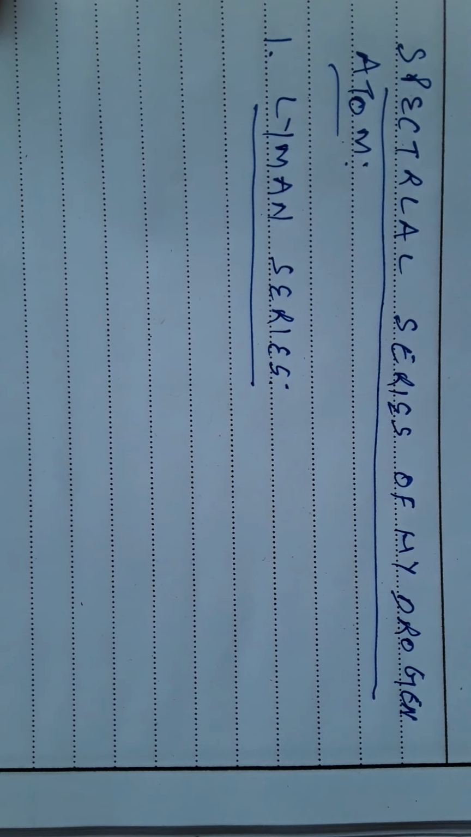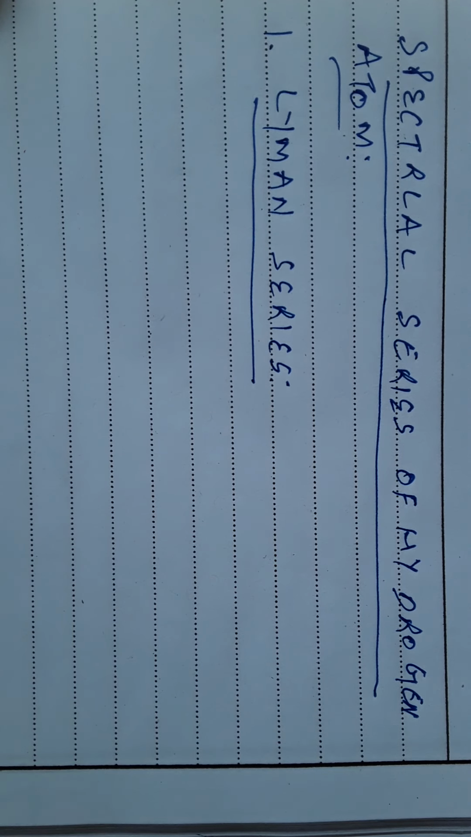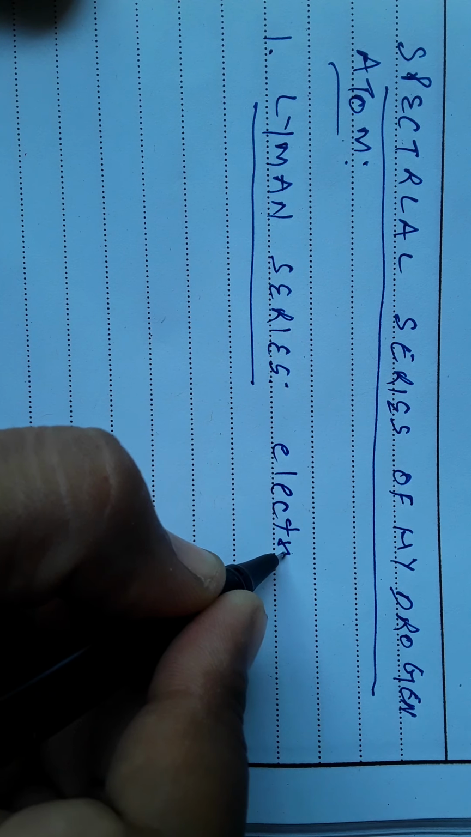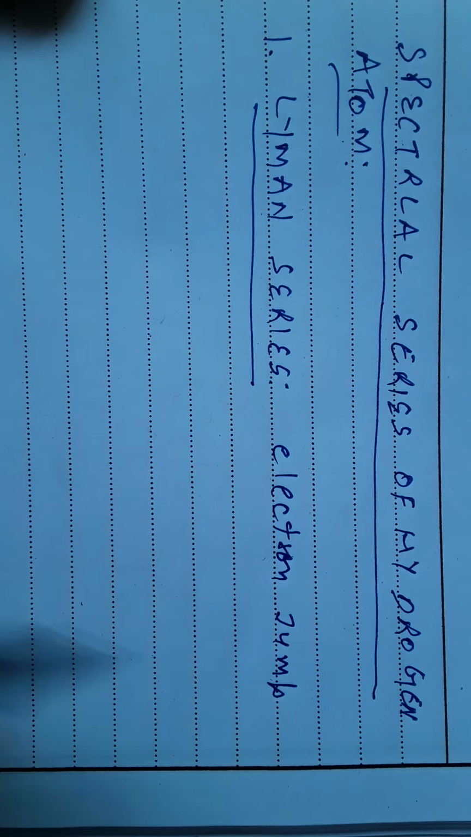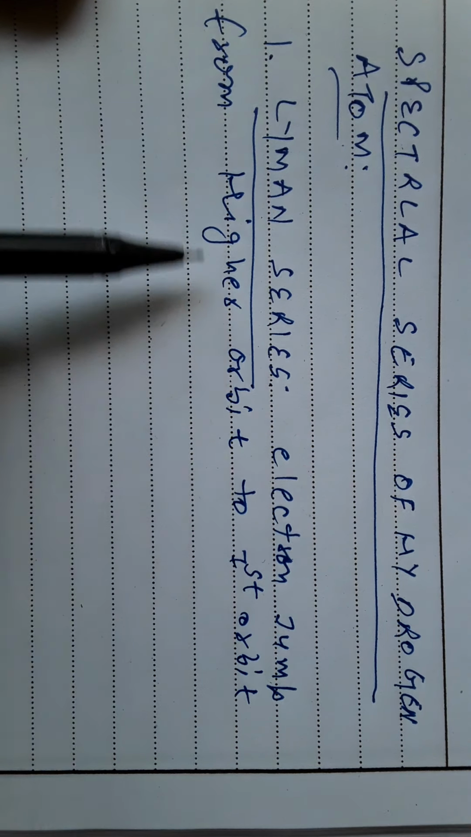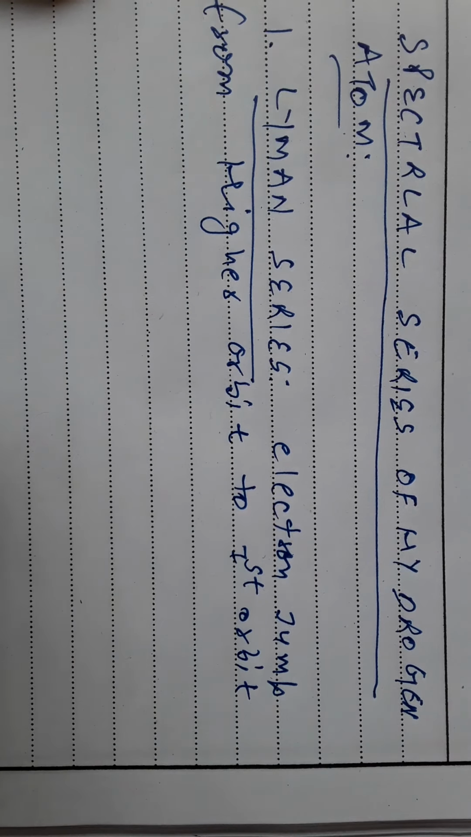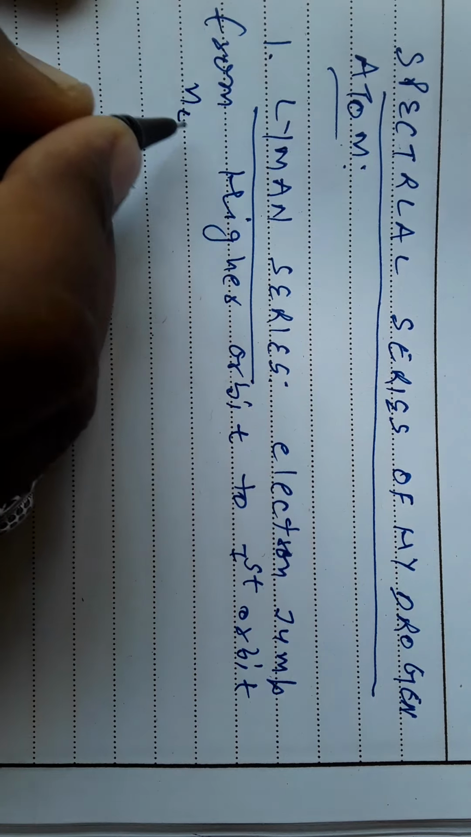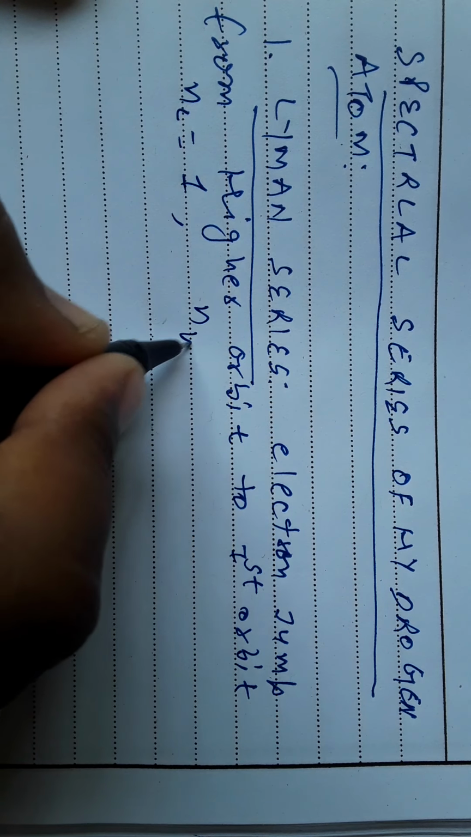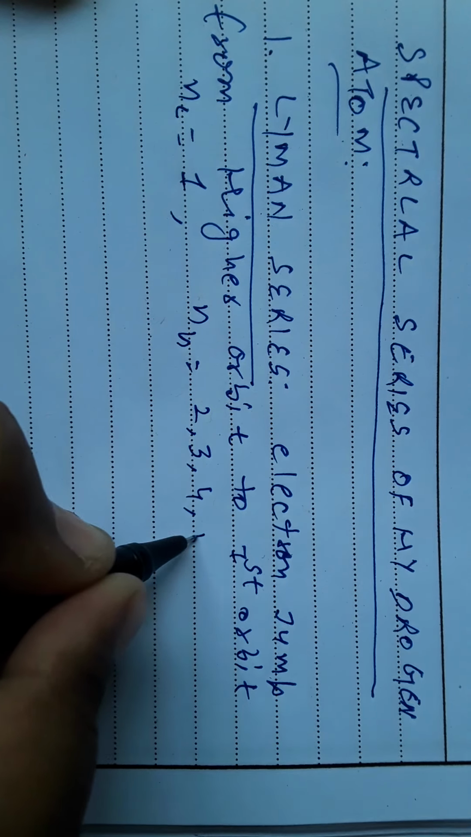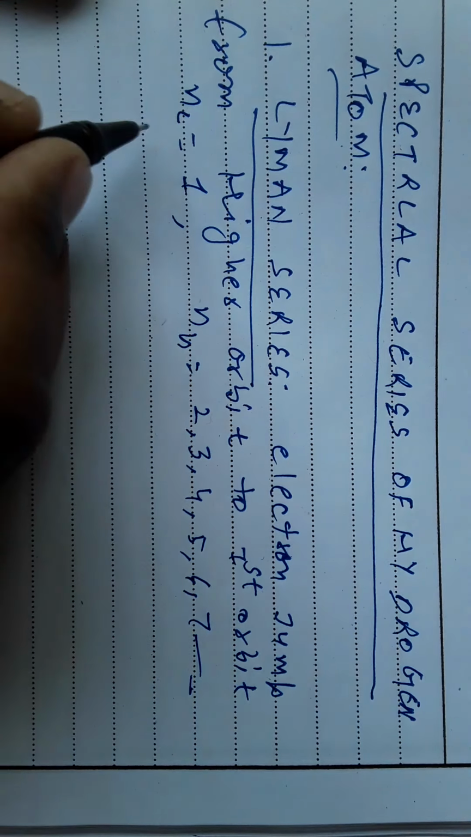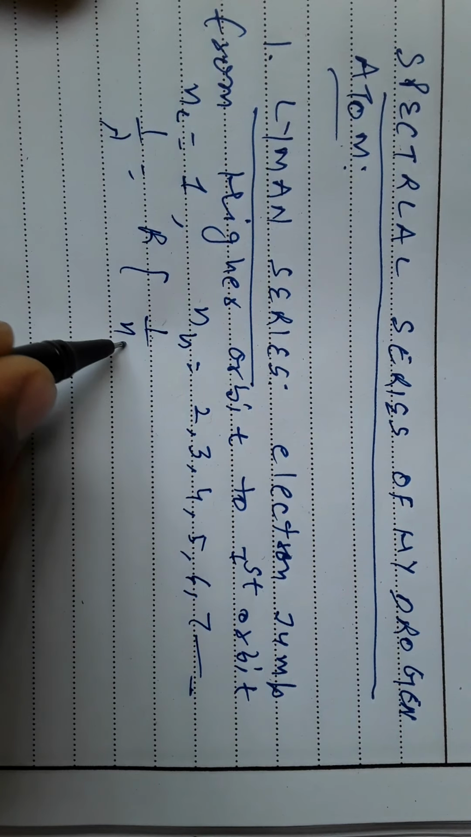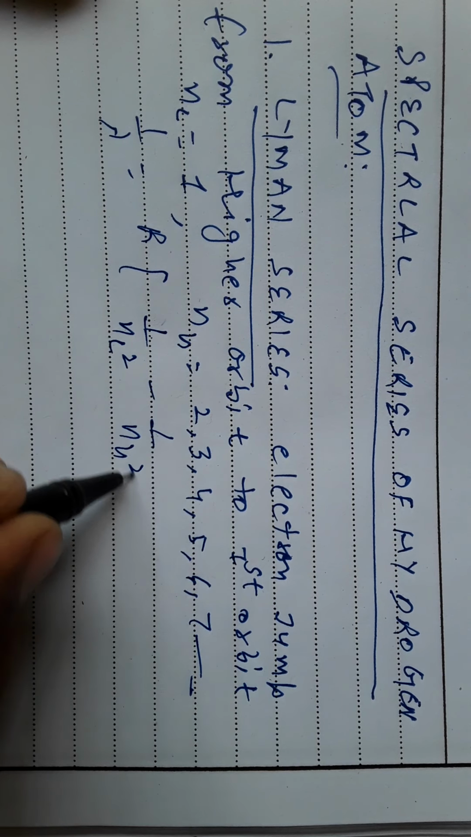Bohr's explanation of spectral series of hydrogen atom. First is the Lyman series. When the electron jumps from a higher orbit to the first orbit, the radiation produced is in the region of the Lyman series. For the Lyman series, nl is equal to 1 and nh is 2, 3, 4, 5, 6, 7. To calculate the wavelength, we know the relation 1 by lambda is equal to R into 1 upon nl square minus 1 upon nh square.